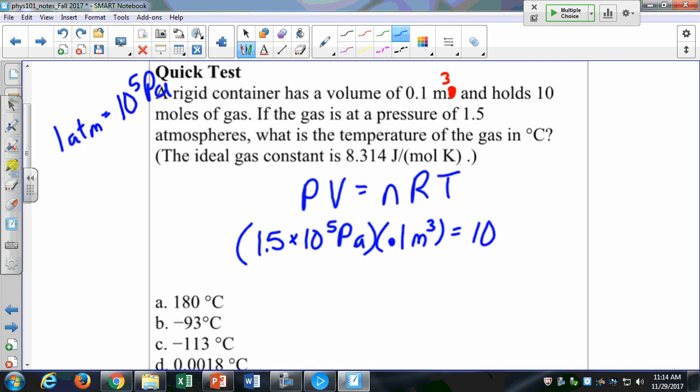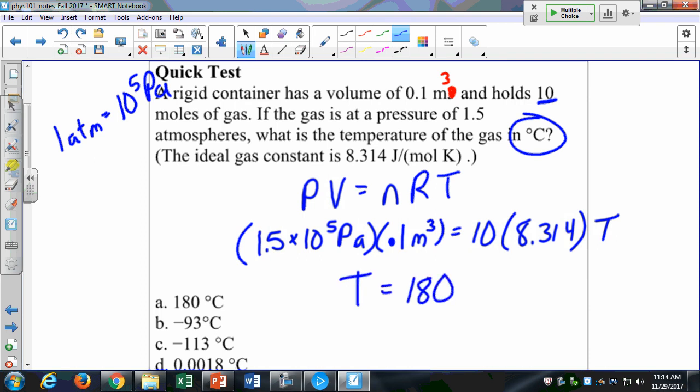Equal to 10, that's 10 moles, times R is 8.314. And then my temperature, I want to know the temperature. But look, I want to know it in degrees centigrade, not Kelvin. So when I calculate this, it's going to come out in Kelvin. And so I get T is equal to 180 Kelvin. But if I want to calculate the centigrade temperature, I say TC is equal to Kelvin minus 273. So it's going to be 180 minus 273, which is minus 93.